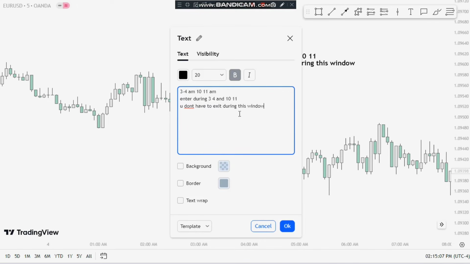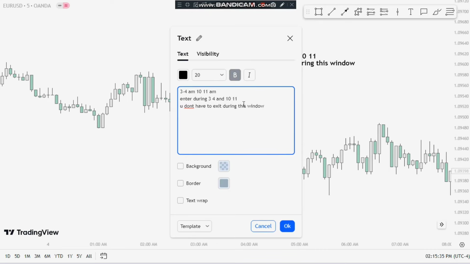If you enter into your trade during 3 to 4 or 10 to 11, then you can wait for your target even if it's after the 4 a.m. or after 11 a.m. So remember this: what people do is they enter into their trades, and when they don't see a pump or a dump, they exit because they think it's 4 a.m., so it's the end of the silver bullet window, and they get out of their trades. But you don't have to do it.